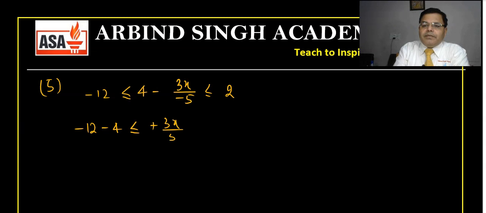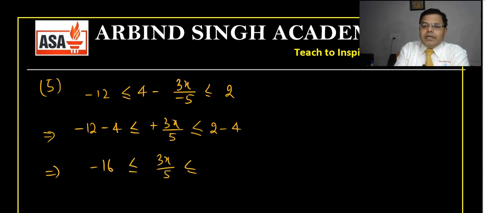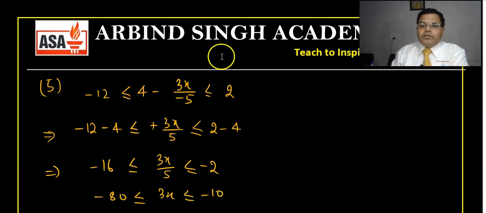That is plus 5, isn't it? Minus minus is plus. And that is less than or equal to 2 minus 4. So it will come like minus 16 is less than 3x by 5 is less than or equal to minus 2. So multiply by 5. What will happen? This will be minus 80 and less than or equal to minus 10, isn't it?